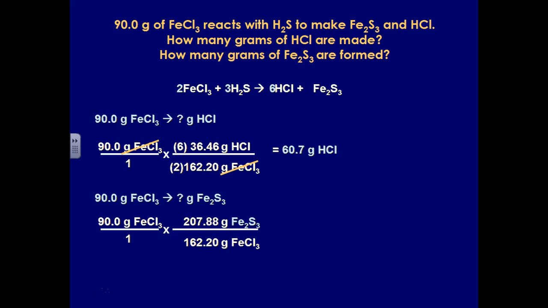And now I need to relate these two to one another according to the balanced equation. It looks to me that there are 2 FeCl3s for every 1 Fe2S3. So I've accounted for that ratio. The grams of FeCl3 cancel out. I have 3 values again that affect my sig figs: 90.0, the 207.88, and the 162.20. 90.0 has the fewest sig figs, so I want 3 in my answer, 57.7 grams. Okay, so hopefully this was a good review if you needed a refresher on stoichiometry.